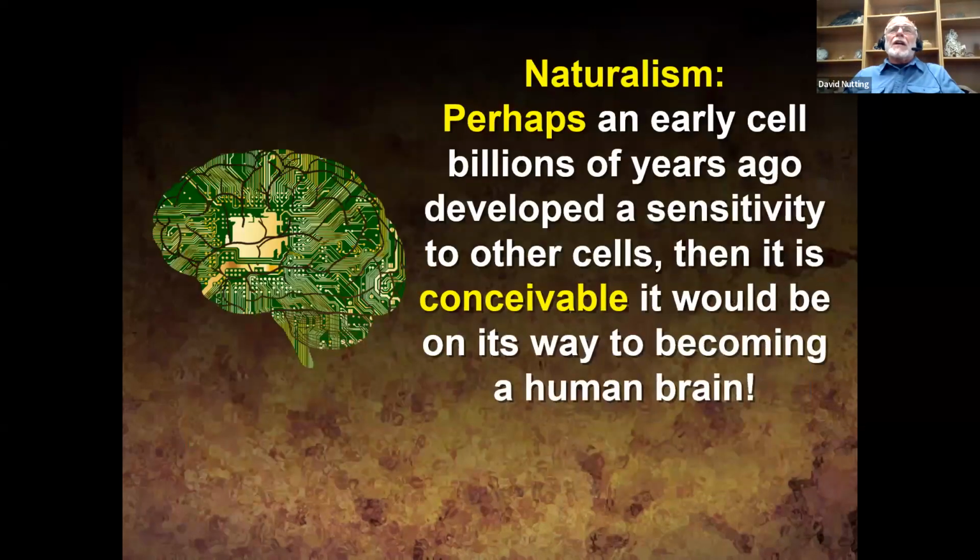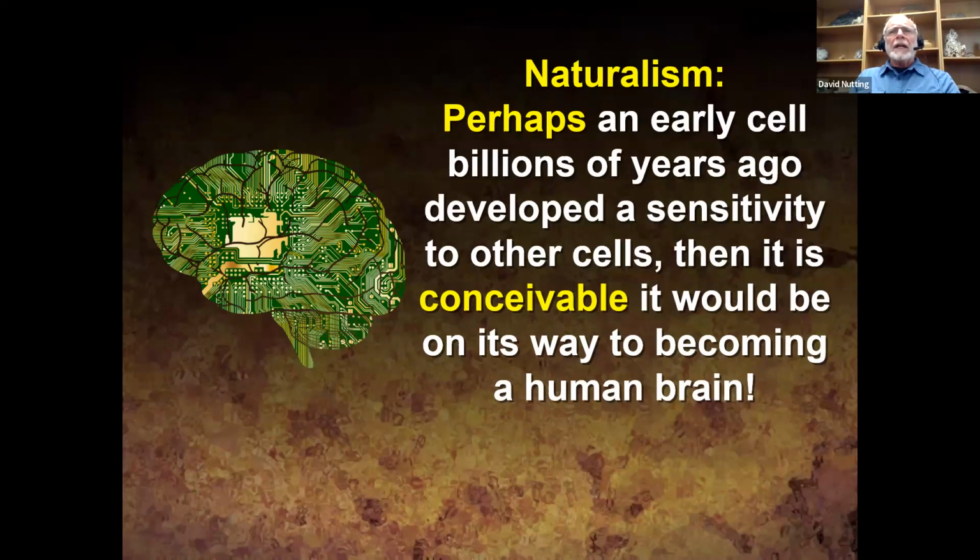But what do naturalists say? Naturalism: perhaps an early cell, billions of years ago, and you've got to have the time in there, developed a sensitivity to other cells. Then it is conceivable it would be on its way to becoming a human brain. Boy, that's a hope of naturalism, isn't it? Perhaps and conceivable are not scientific words. It's a guess. Wishful speculation, isn't it? So we heard that earlier.